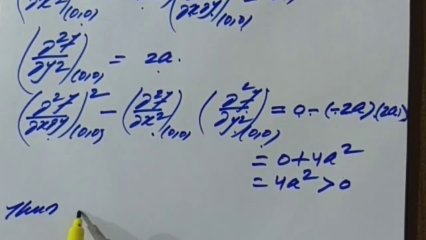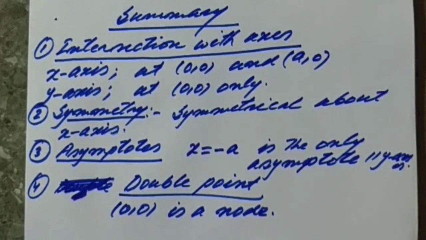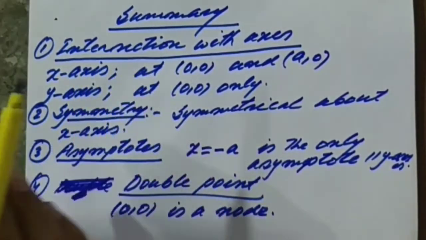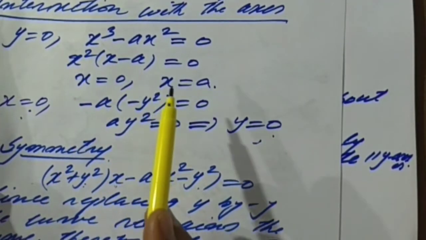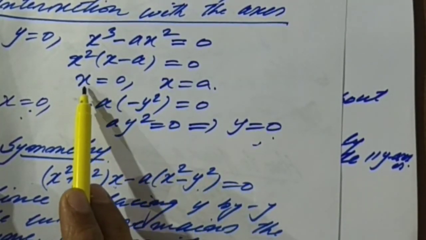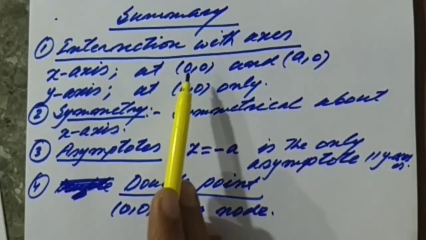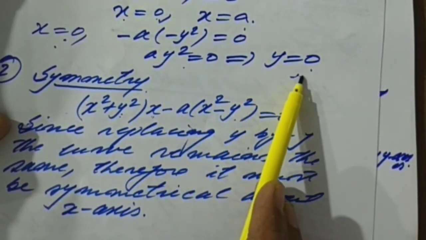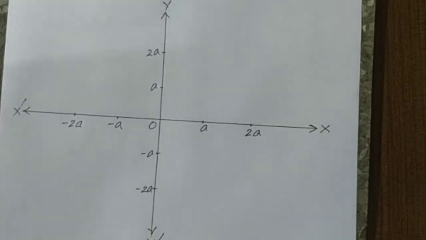Thus (0, 0) is a node. Now if we take the summary of our analysis, this is the short summary. Intersection with the x-axis, as we have calculated: at the x-axis the curve intersects at 2 points, (0, 0) and (a, 0). But at the y-axis only (0, 0) is the point of intersection. Now let us trace the curve.